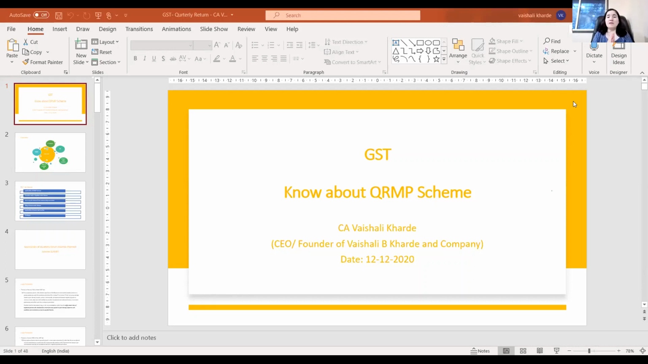Keep in mind that there are some procedures which you have to follow monthly, even though the government is saying that this scheme is applicable quarterly. Only the returns, that is GSTR-3B and GSTR-1, are going to be shifted to quarterly. So this is the long form of the scheme.